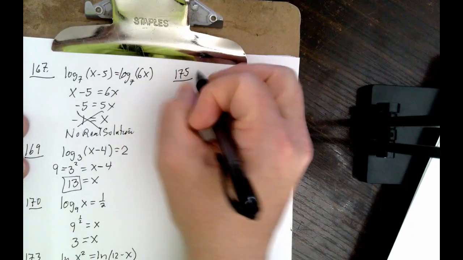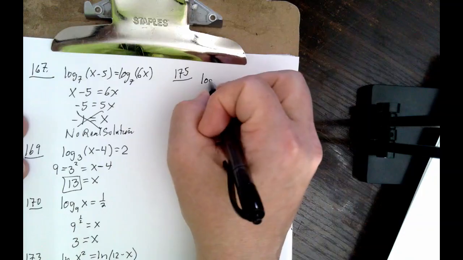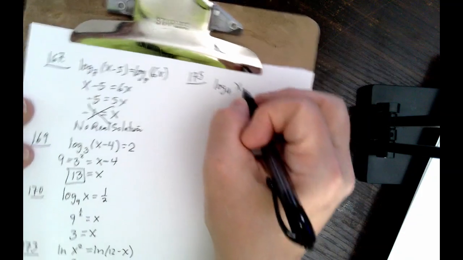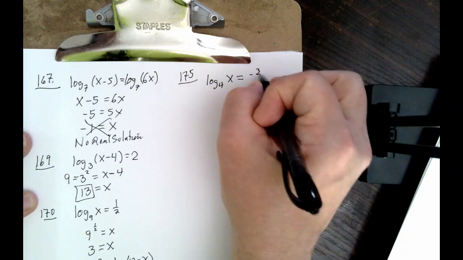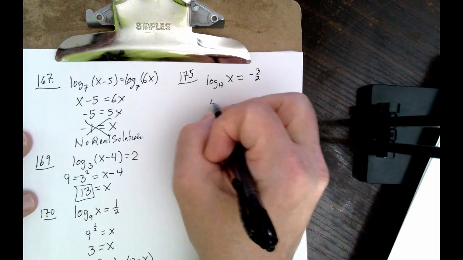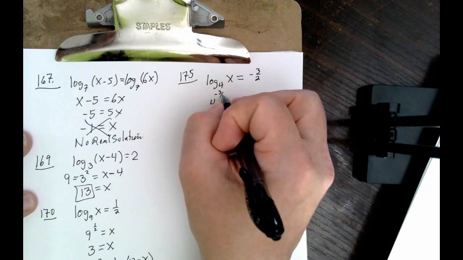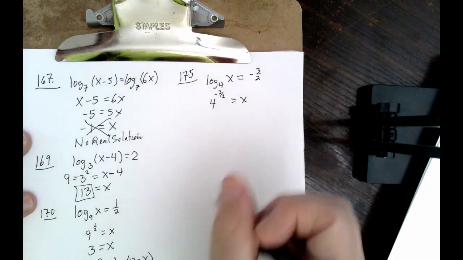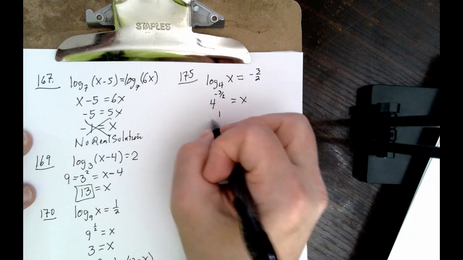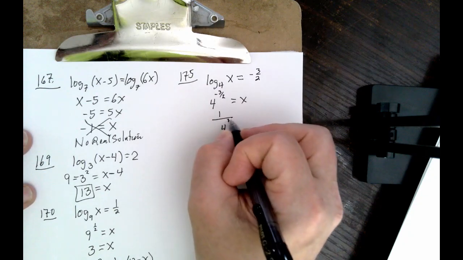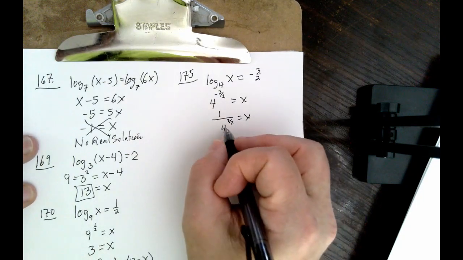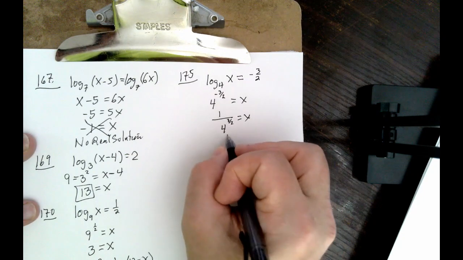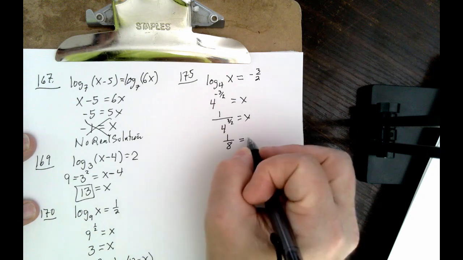175. Log base 4 of x equals negative 3 over 2. So that means 4 raised to the negative 3 over 2 equals x. Now what is that? That's 1 over 4 to the positive 3 over 2. And 4 cubed is 64, and the square root of 64 is 8. So you get 1/8.